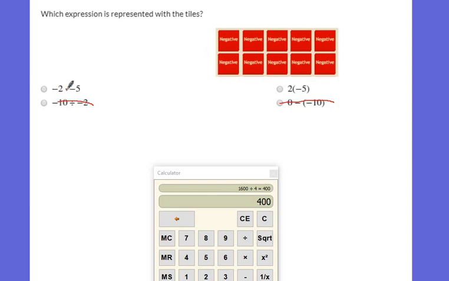Well, I know a negative times a negative is a positive because that's 2 negatives. So it cannot be this one. This says 2 rows of -5s. 2 times a -5 is -10. I see -10 tiles, so this would have to be my answer option.